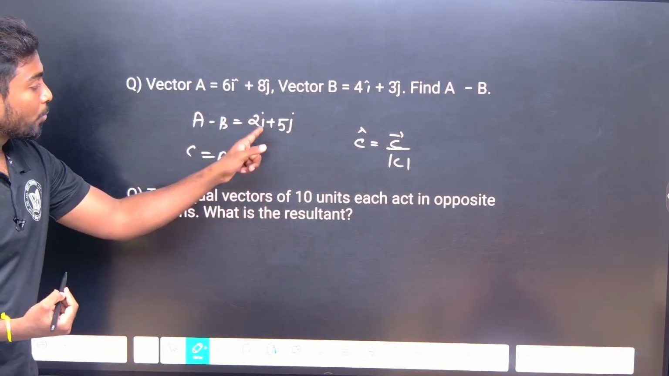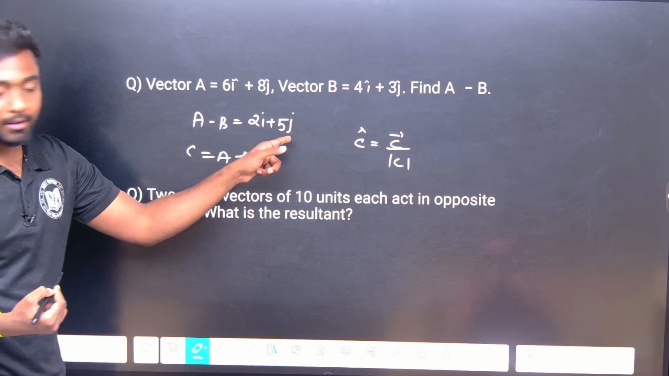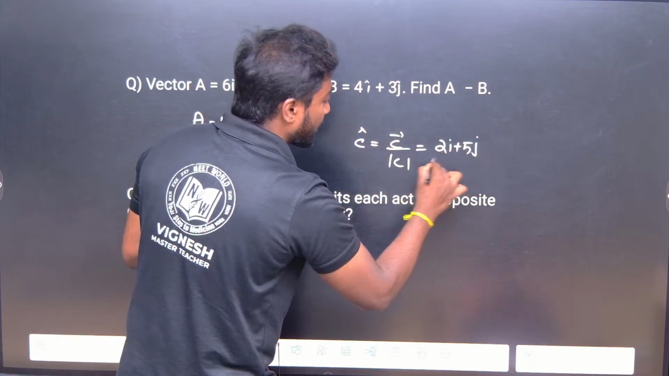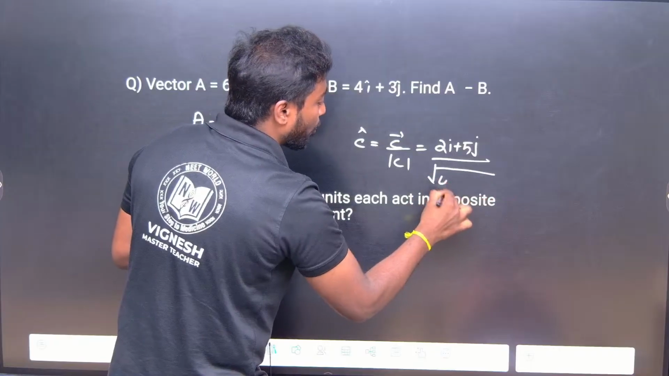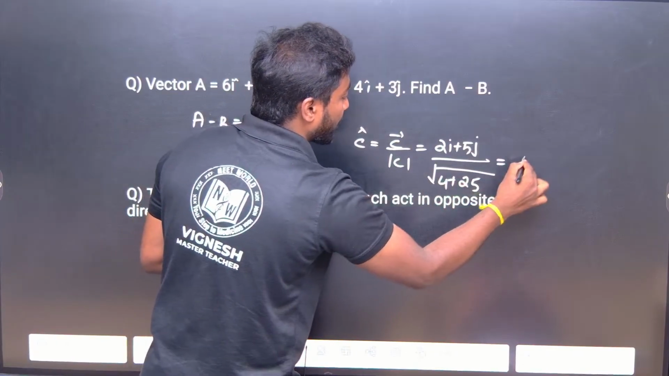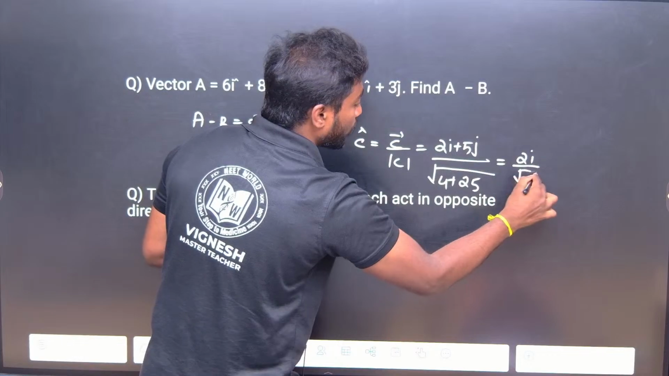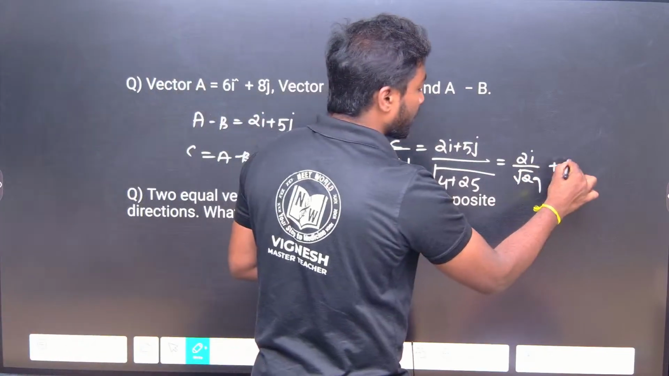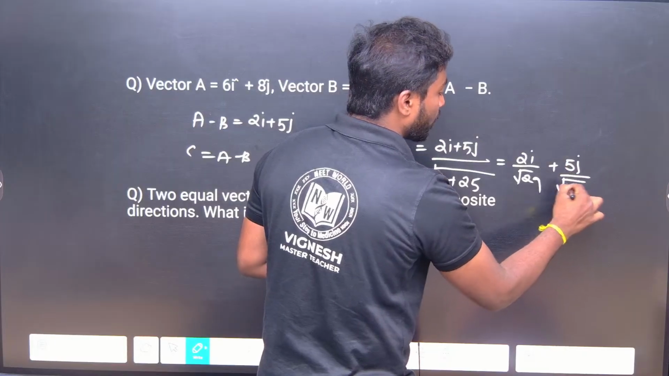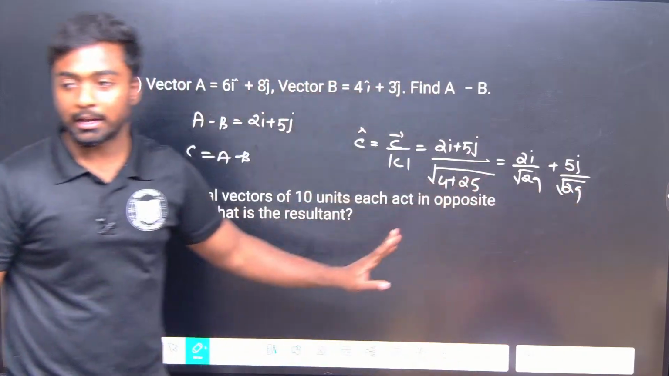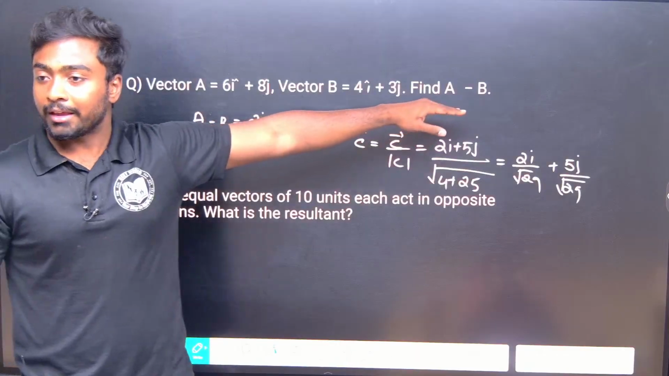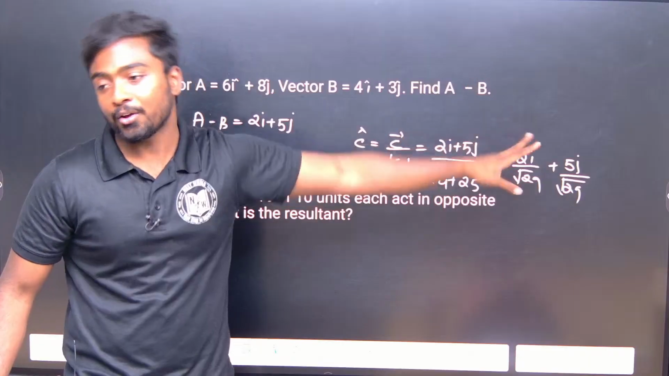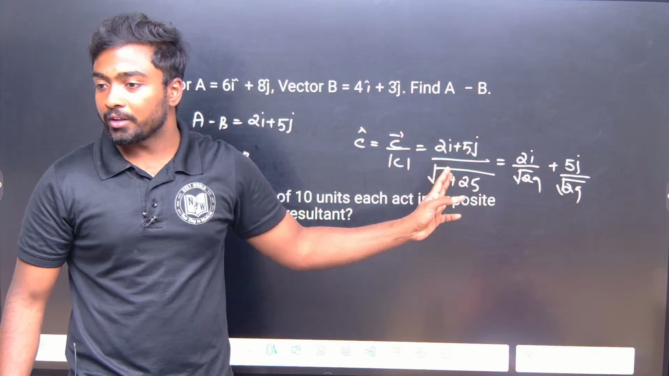Right now, so what is C? 2i plus 5j. 2i plus 5j divided by under root of 4 plus 25, which is equals to 2i by root 29 plus 5j by root 29. These are my unit vectors. So here they can ask A minus B and find the unit vector, or A plus B and find the unit vector. Any doubts here?